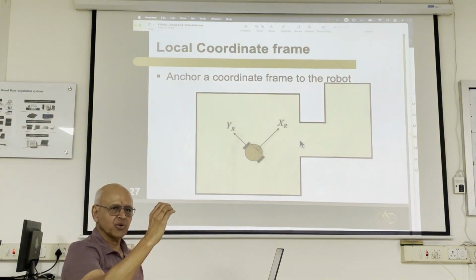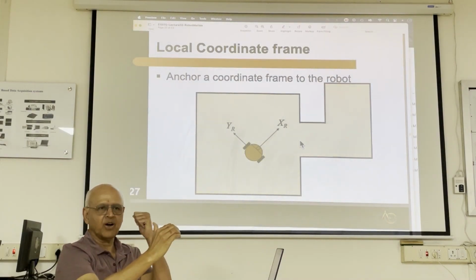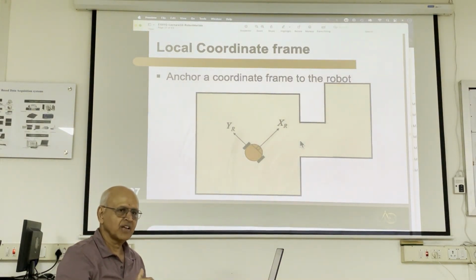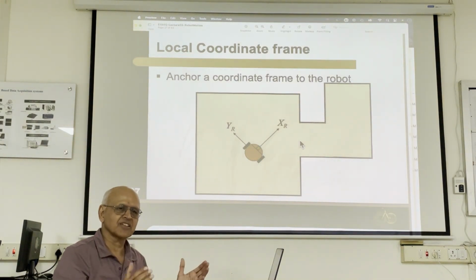Some people use this rule. Turn x into y, and where is your thumb pointing? Out of the way. So if you're a roboticist working with right-handed convention and somebody else is working with the left-handed convention, there's going to be disaster.